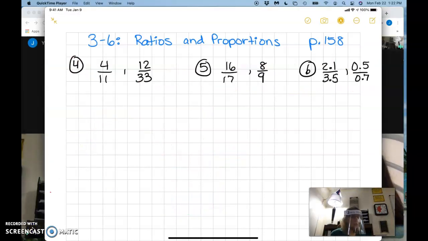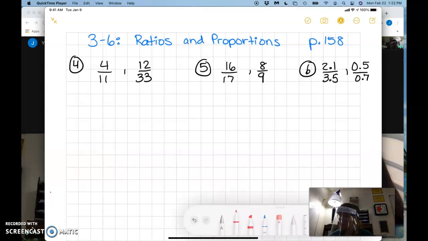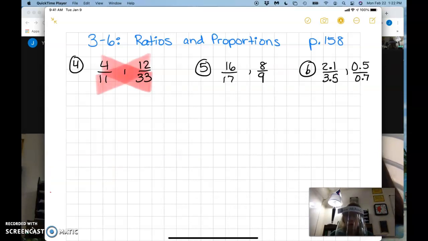So the directions for these first three problems say use cross products to determine whether each pair of ratios form a proportion. Write yes or no. So we're going to write yes if it is a proportion, no if it is not. And when it says use cross products, we're just cross multiplying, okay? So let's look at the first one.